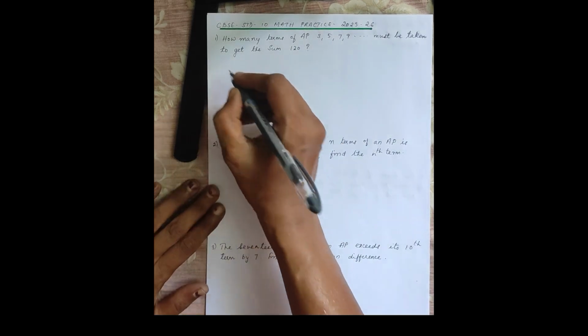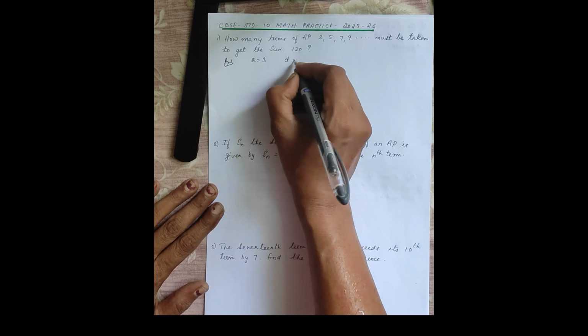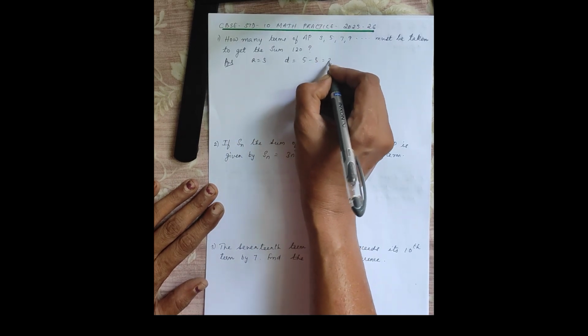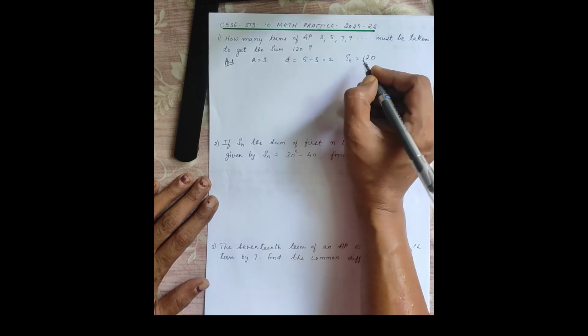First question: an AP is given, that is 3, 5, 7, 9, and so on. How many terms must be taken to get the sum 120? The sum is 120, and you should get the value of n. Here a is equal to 3 and d equals 5 minus 3, that is 2, and Sn, the sum, is 120.